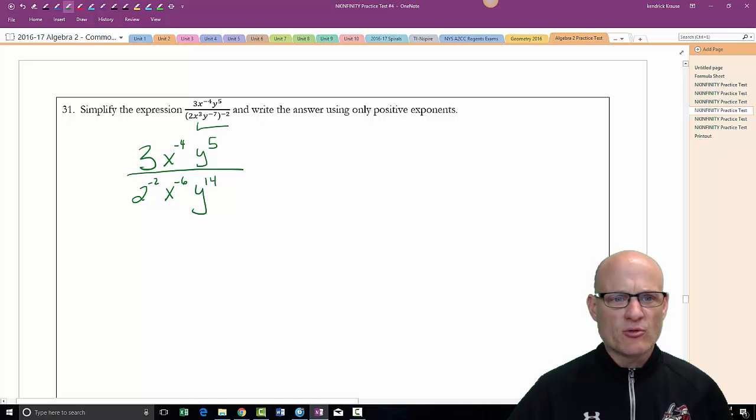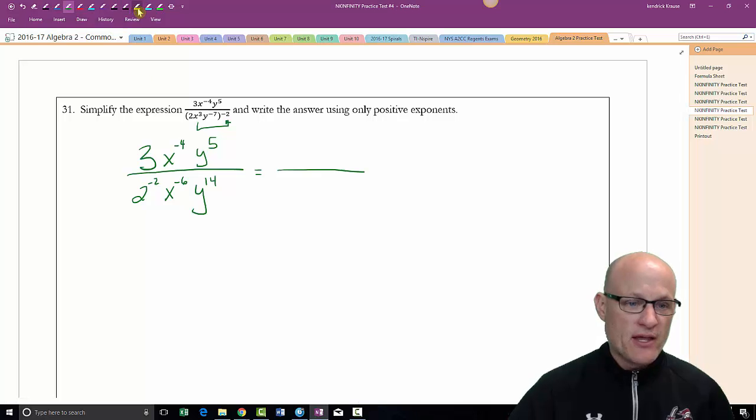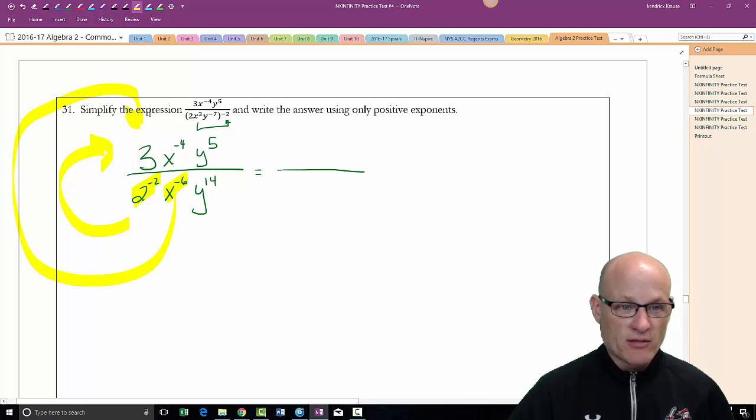Remember, when you have an exponent raised to an exponent, you multiply those exponents. Well, let's see what goes on. This thing has to come up because it's got a negative exponent. This thing has to go down because it's got a negative exponent.